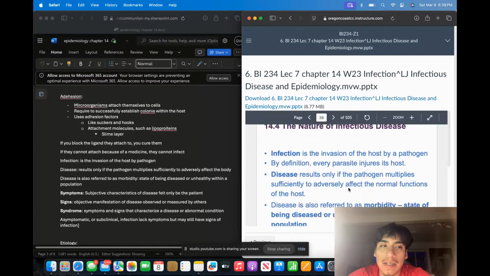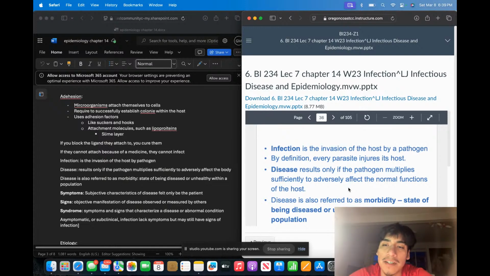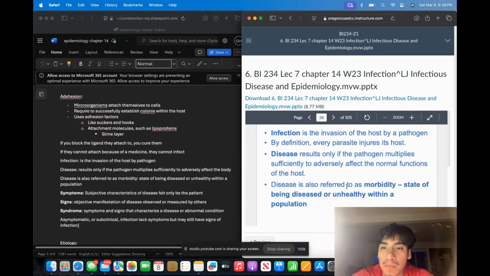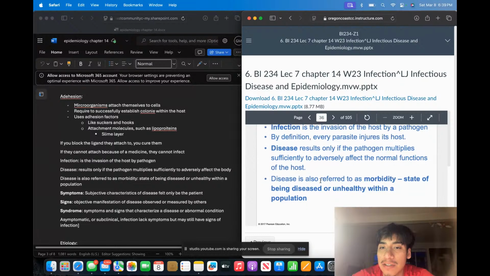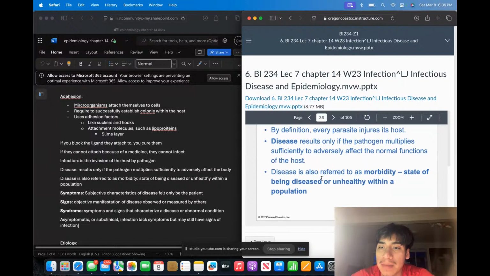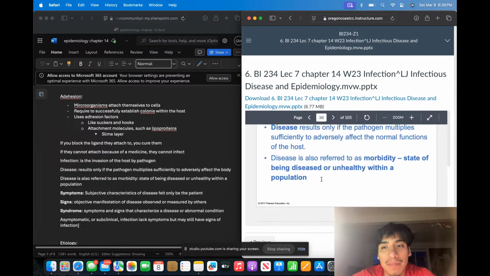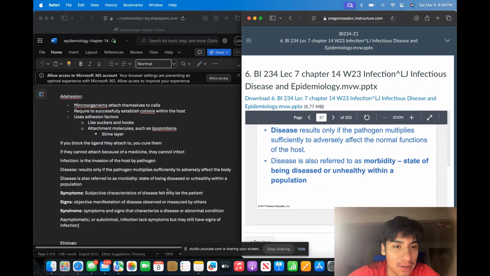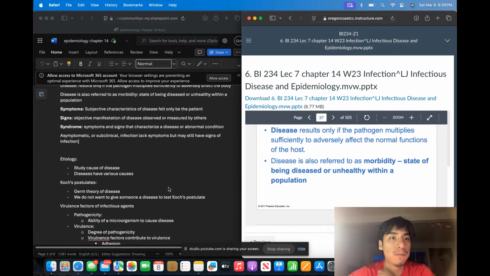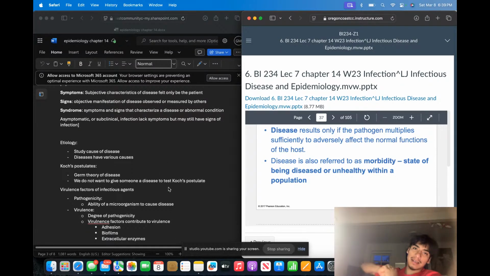So dental plaque. So okay, here's what I was talking about earlier. Infection is the invasion of the host by the pathogen. So evading your body's systems and setting up shop. But disease results only if the pathogen multiplies sufficiently to adversely affect the normal functions of the host. So disease is also referred to as morbidity, the state of being diseased or unhealthy within the population. So morbidity, another vocab word.